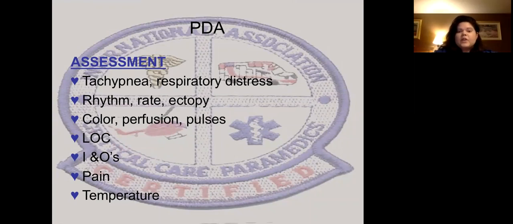So again, a lot of these patients present the same. They're going to be tachypneic, possible respiratory distress, again, depending on how large the area is. They may have some ectopy or, again, a murmur. Their color may be a little bit pale. They may not be perfusing as well. They could have a decreased LOC, which is, again, very difficult to measure in an infant. But they won't cry as much. It'll tire them out. They may not feed as well.